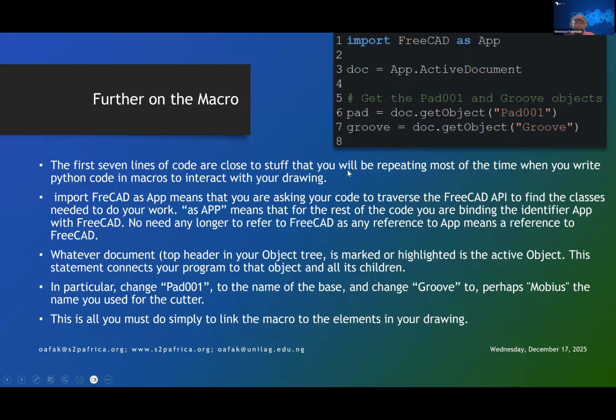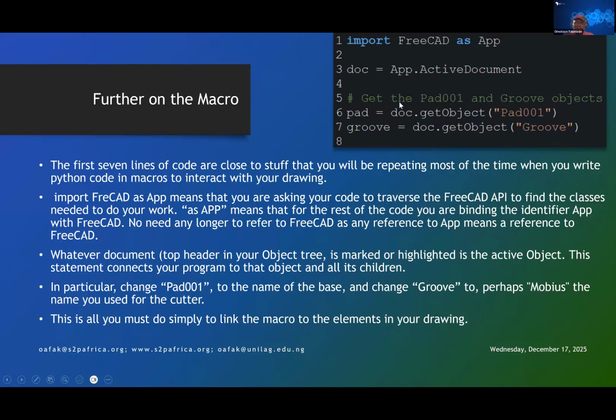The first 7 lines of the code are close to stuff you'll be repeating most of the time you write Python code, so you better know what those things mean. In the first few lines, you just have your import libraries. When you import FreeCAD as app, what you are saying is that from that point on, FreeCAD will be referred to as app. And then you say doc is equal to active document. This particular file assumes that there's an active document. It will fail if there's no active document, so you have to be careful there's an active document, unless you want to get errors.